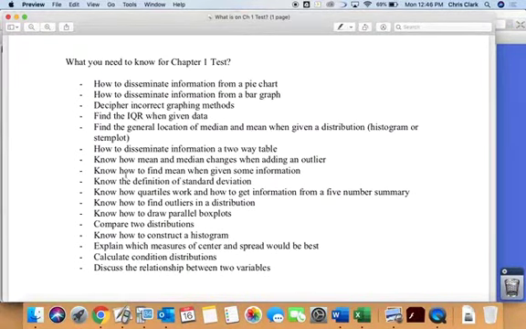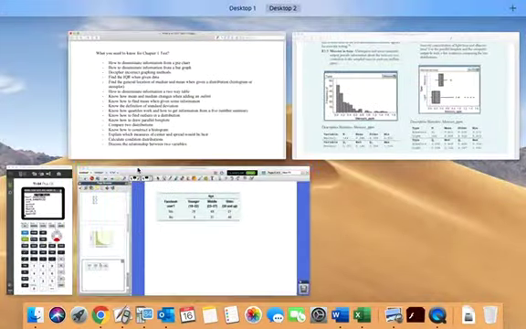Know how to find the mean and median, and how that changes when adding an outlier. Remember, the mean is not resistant, the median is. So if I have an outlier thrown in there, the mean is going to change, whereas the median will not change or change very little. Okay. Know how to find the mean when given some information.